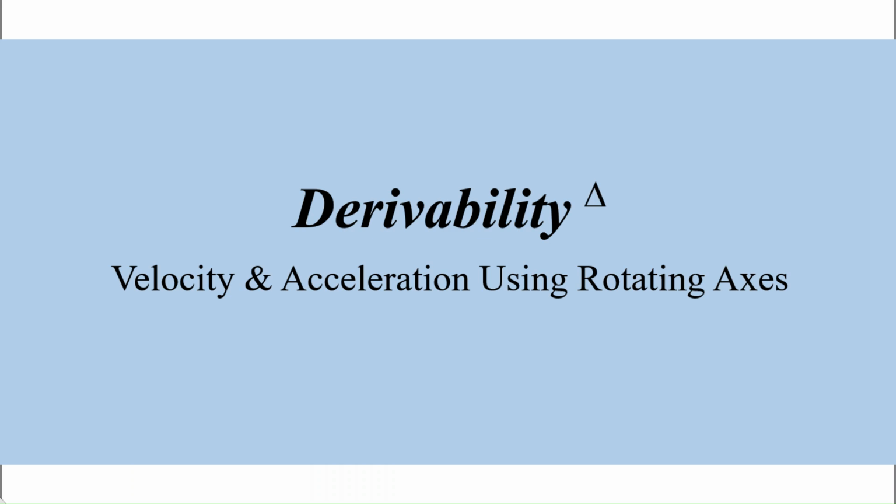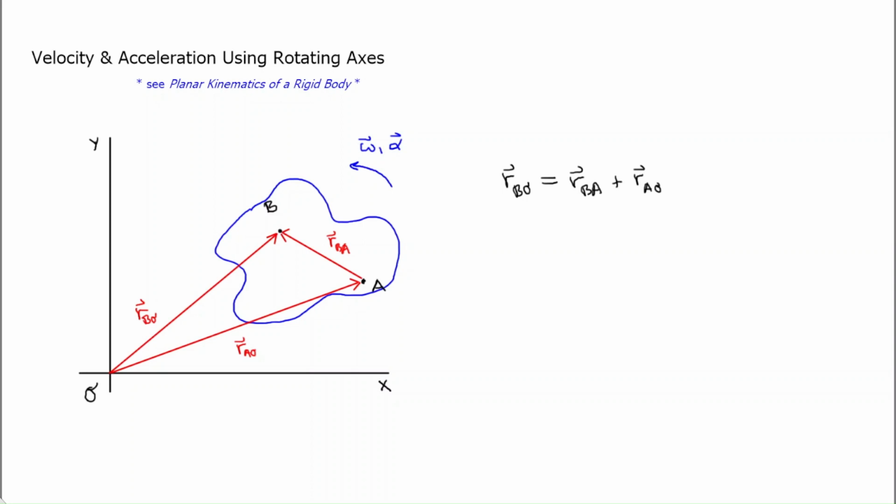Welcome back to Derivability. Today we're going to take a look at the velocity and acceleration of a particle using rotating axes. Maybe you've already seen my video on planar kinematics of a rigid body. That's going to be very helpful for you to watch before this one. This is going to make a lot more sense. It's kind of based on that one, but that's just a natural prerequisite.